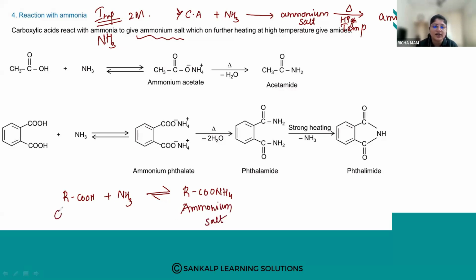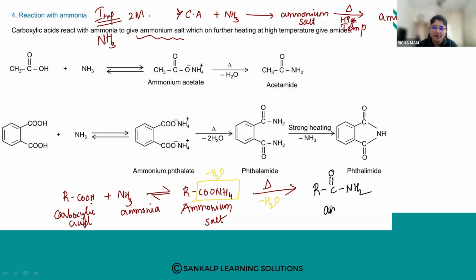So this is my carboxylic acid. I'm going to treat it with ammonia. What I'm going to get? Ammonium salt. This ammonium salt, I'm going to heat at high temperature. When heating takes place, from this molecule a water molecule will be lost. If a water molecule is lost, the product will be RC double bond O NH2. So this will be my product, amide.